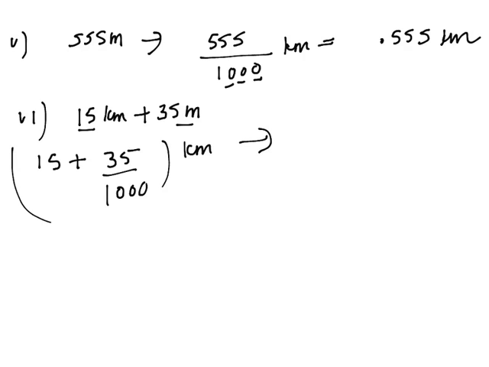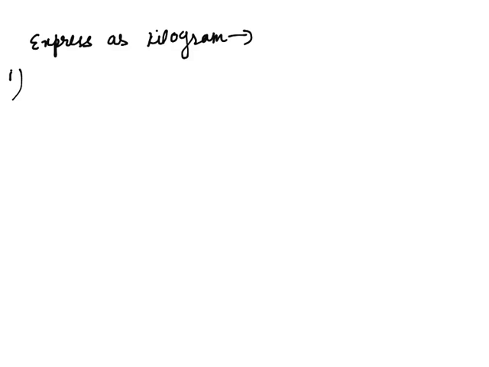So 35 by 1000, what will it give? 15 plus 0.035. As here we have 3 zeros and in the numerator we have only 2 digits, so we will put a 0 before 3. So it will give us 15.035 kilometer.